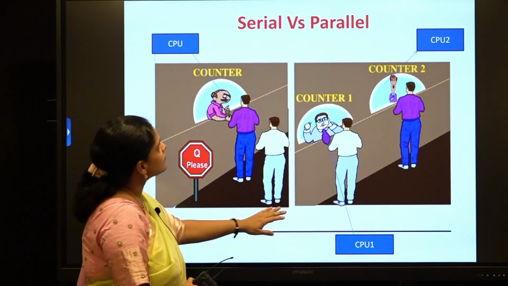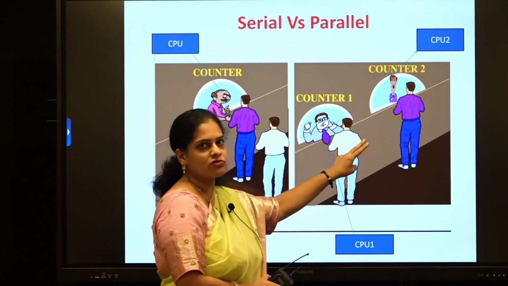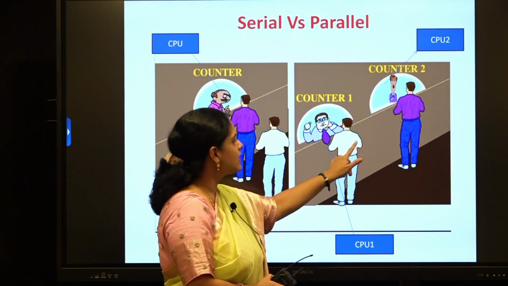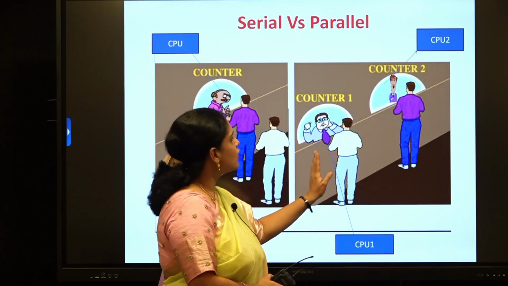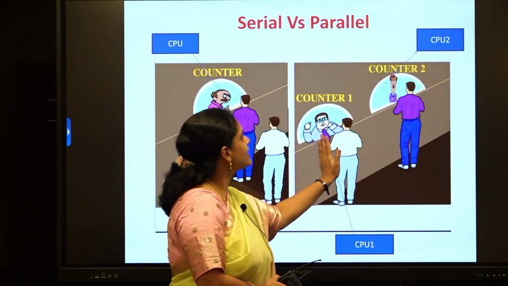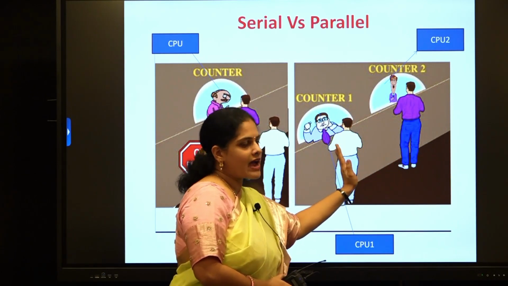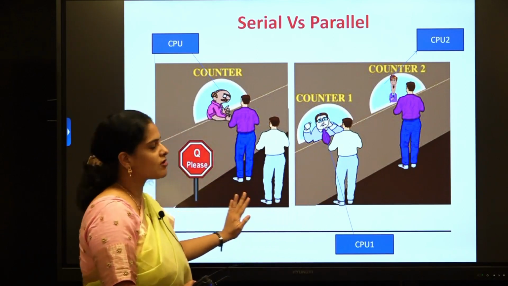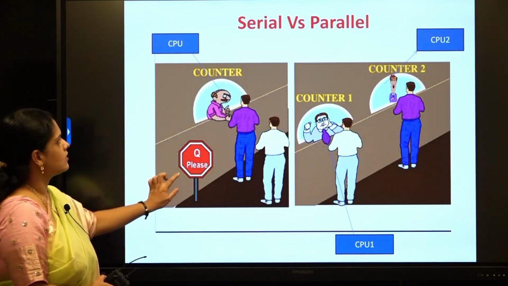Coming to a parallel processing environment, each counter can be considered as a CPU. Here we have multiple CPUs present in the system, and each CPU can provide service to one customer at a time. So multiple counters are providing services at the same time in parallel, for two persons at a time. This is the concept of parallel processing and the difference between serial processing and parallel processing.